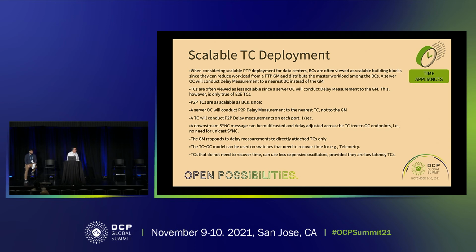So to try to summarize the distinction between transparent clocks and boundary clocks, and whether a TC is a good choice: we believe that peer-to-peer one-step transparent clocks are just as good as a boundary clock, because they have both the scalability and the performance that is no different from a boundary clock.